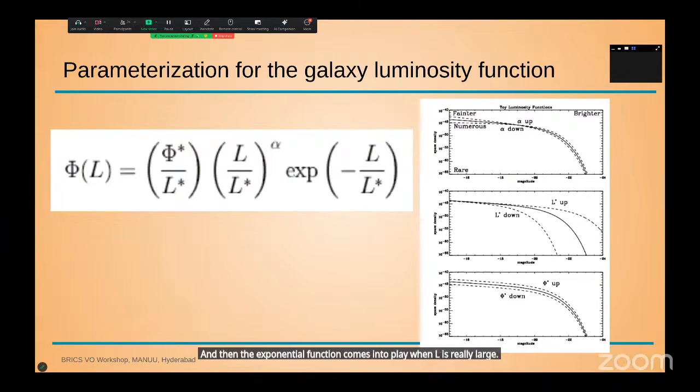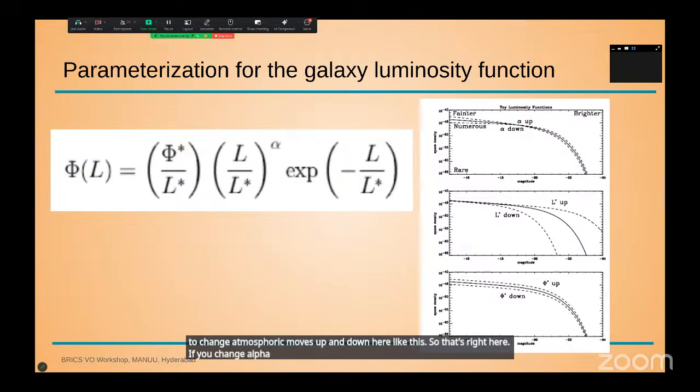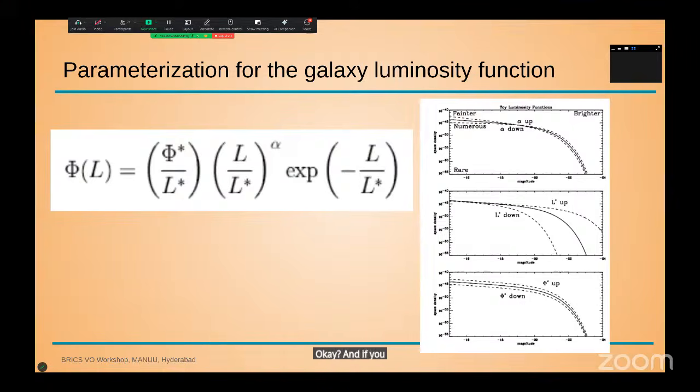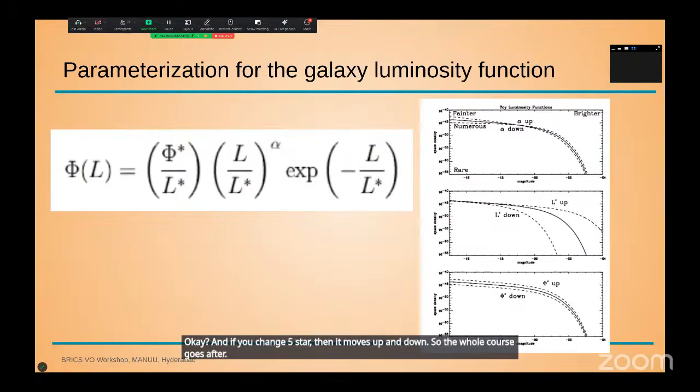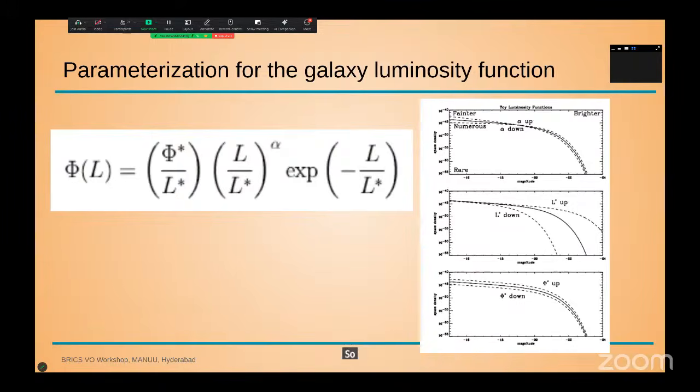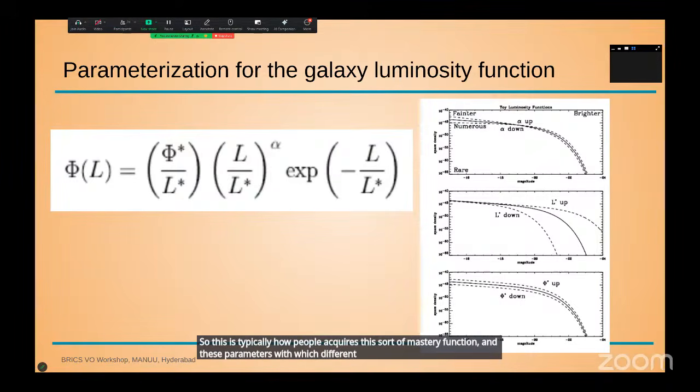This L star is called the knee of the Schechter function. If you change L star, it moves left and right. If you change alpha, it changes things here at the faint end. And if you change phi star, the whole curve goes up and down. This is typically how people characterize the luminosity function, and these are the parameters with which people parameterize it.